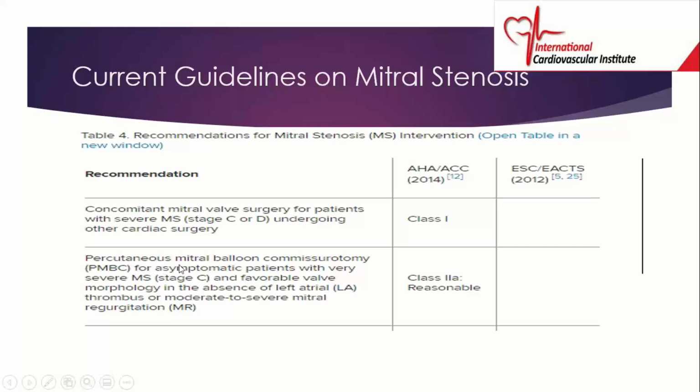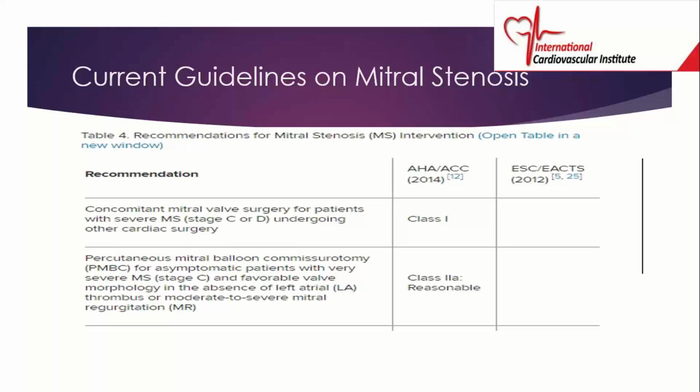Then you can do your percutaneous mitral balloon commissurotomy if the patient is asymptomatic with very severe, so not very severe MS. So if they're asymptomatic, that's going to put them in stage C, because your asymptomatic patient with severe MS is stage C. But if they have very severe numbers, you can do your balloon commissurotomy. The valve morphology has to be favorable, however, no LA thrombus or clots, and they shouldn't have significant mitral regurgitation.